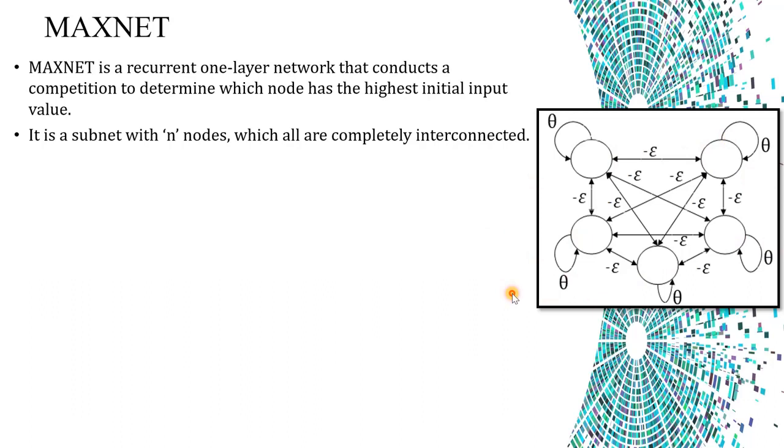Now what is the conclusion of this? There will be a competition held among these nodes, and finally one of the nodes will emerge as the winner node. That is, only that node will produce a maximum output, and all the rest of the nodes have to produce a zero output. The winner node is the one which had the highest initial input value. Whichever one has the maximum initial value, finally that node only will survive.